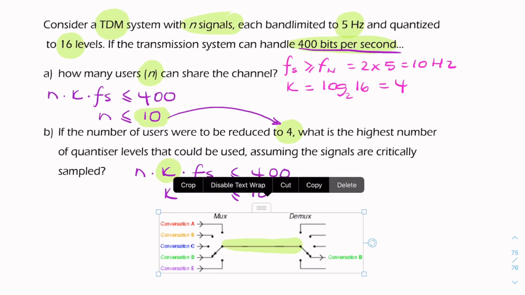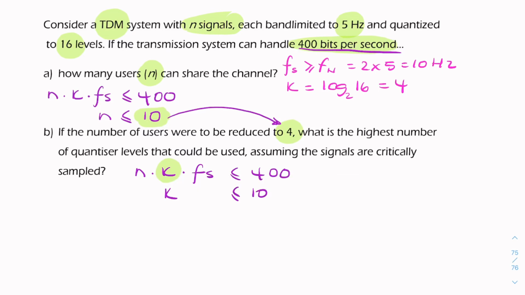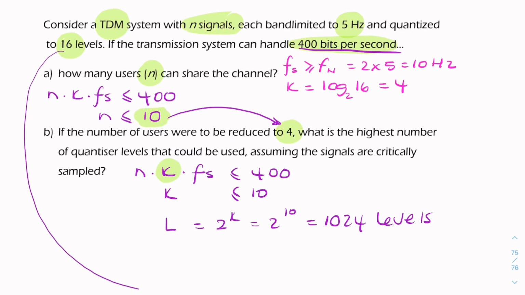k will be less than or equal to 10. So we can support up to 10 bits. So 10 bits means L is 2 to the power k, 2 to the power 10, 1024 levels. So by reducing the number of users from 10 to 4, we've managed to increase the sensitivity considerably from 16 levels to 1024 levels. That means a lower quantization error.